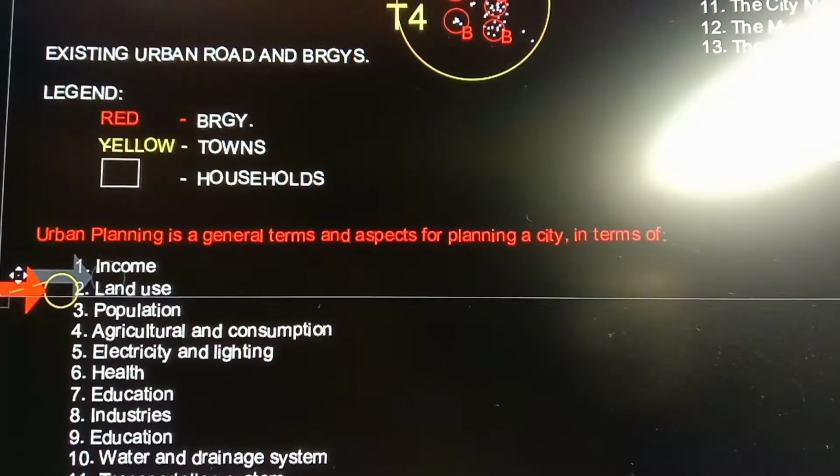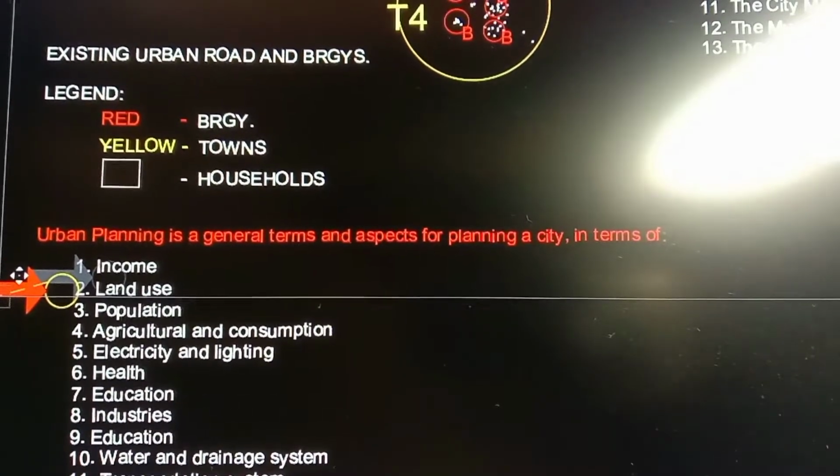And also the city needs landscaping. What is landscaping? This is to modify the surroundings of the city, whether it is an open space or within the recreation area. So that is how to use the land use requirement.